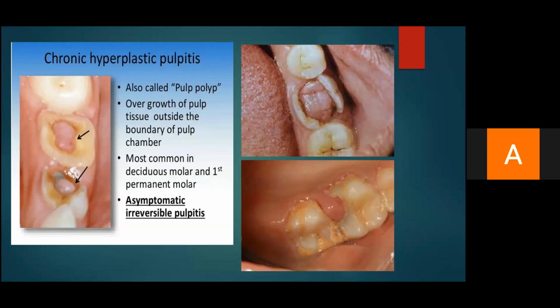So I have a question for the audience over here. Now, can you see my cursor over here? Anyone can speak, it's okay. Yes, sir. Yeah. So this is the pulp polyp you can see over here. And if you see this diagram, can you rule out what this is?